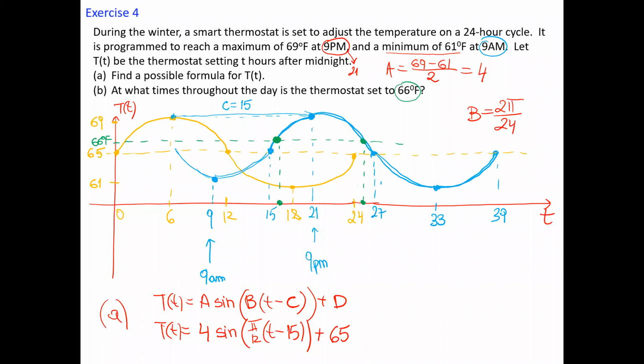Let's try 66. What I will do, I will set up the equation here. Our temperature must be 66. 4 was the amplitude, sine pi over 12, t minus 15, and plus 65 must be equal to 66.